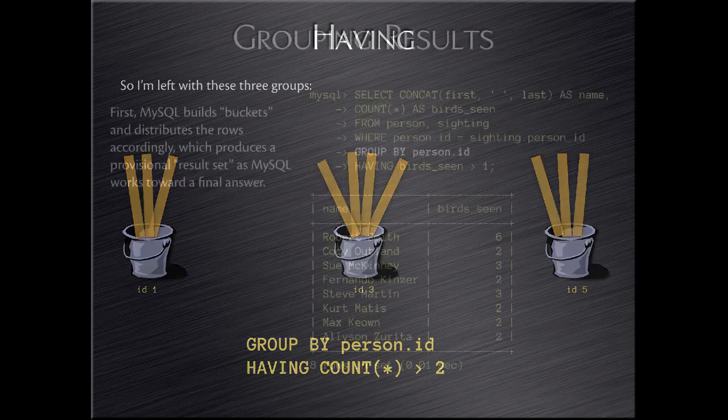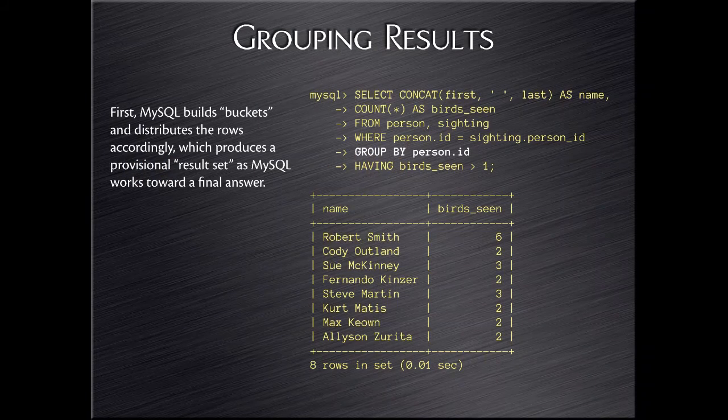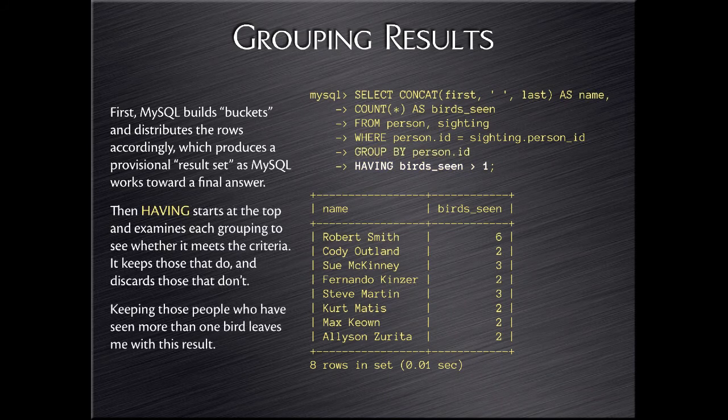Okay, so what we want to do is come back and look at those buckets. In our case, we wanted to see every bird club member who has seen more than one bird. So what that means is we're going to group by, in this case, still the primary key from the person table, but now we're going to give MySQL some criteria about which groups to keep and which to throw away. So retain any group where the value in the bird seen column is greater than 1, and please discard any group where that's not true.